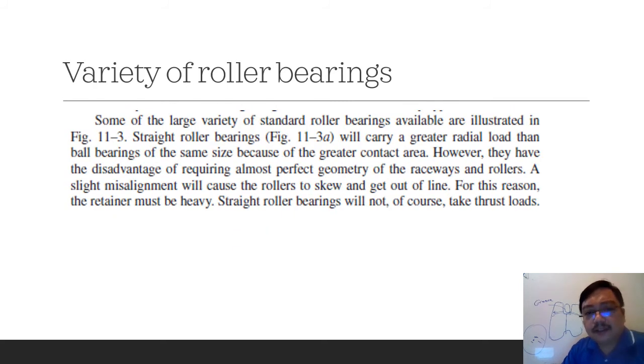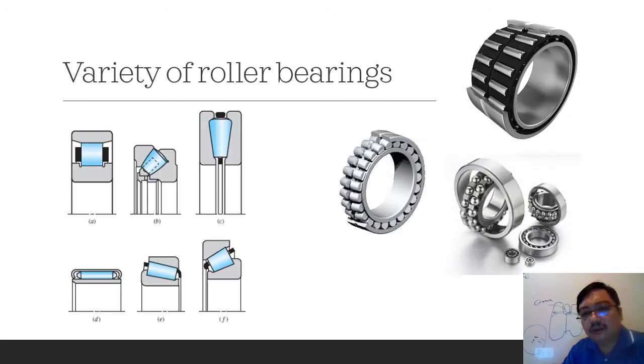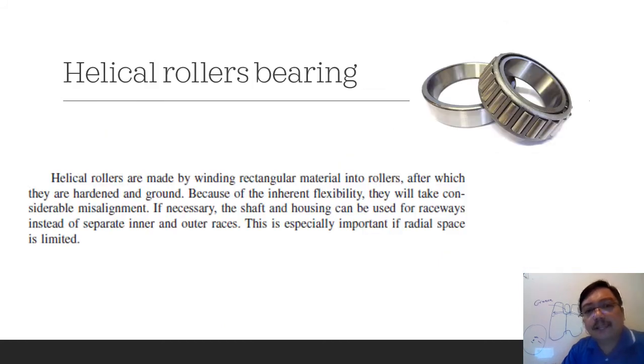And then the variety of roller bearings. We want to know about the variety of roller bearings. You can see the tapered shaft, the roller bearing with a zigzag pattern, and then this is a tapered roller bearing. This is a helical roller bearing. The difference is you have to know what you want to use it for. Helical roller bearing is made by winding rectangular material into rollers which are hardened and ground. Because of inherent flexibility, they will take considerable misalignment. Basically the shaft and housing can be used for the raceway, or spare inner and outer race. This is especially important if radial space is limited. They don't have much radial space, so that's why you choose the helical roller bearing.